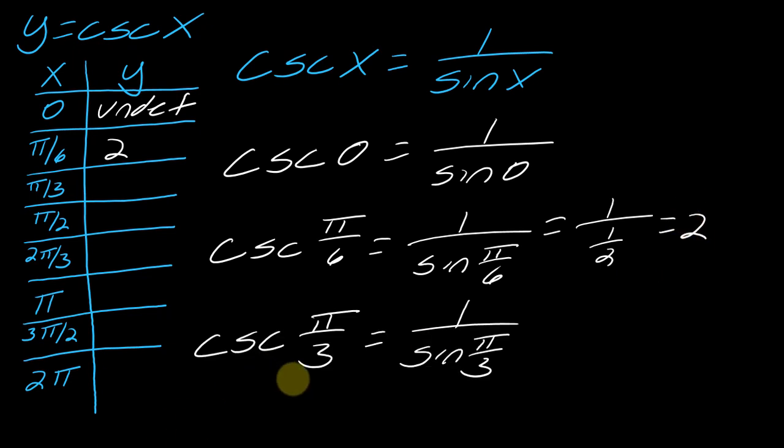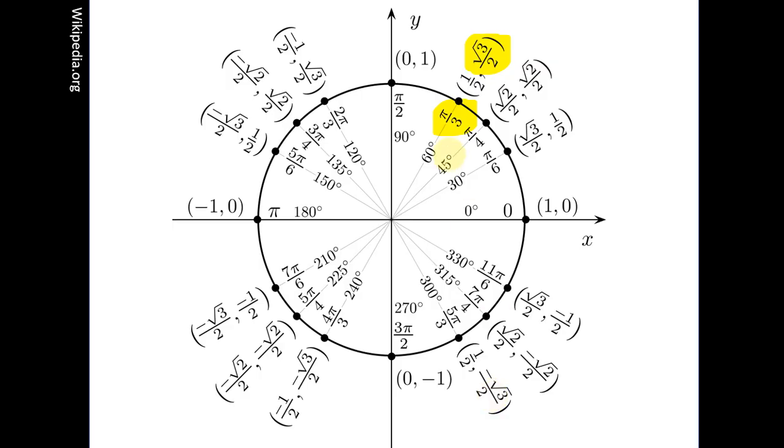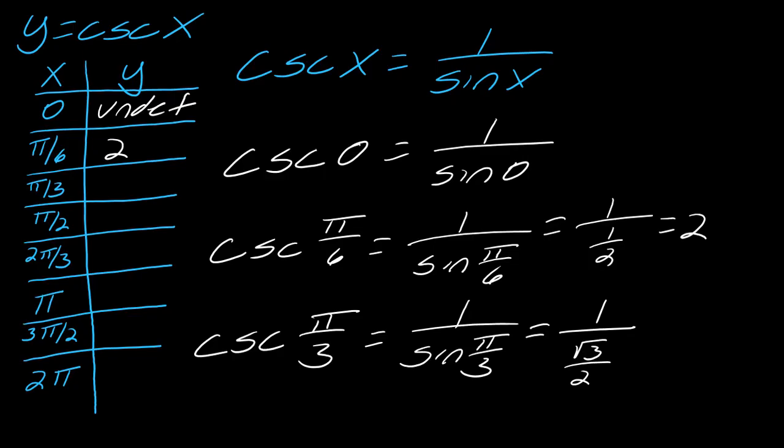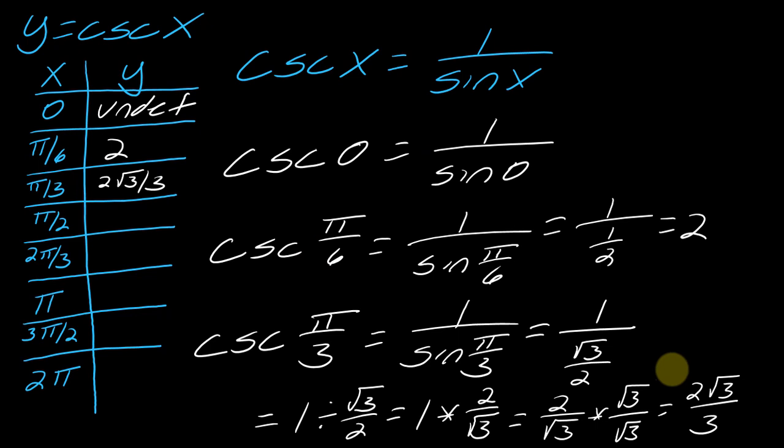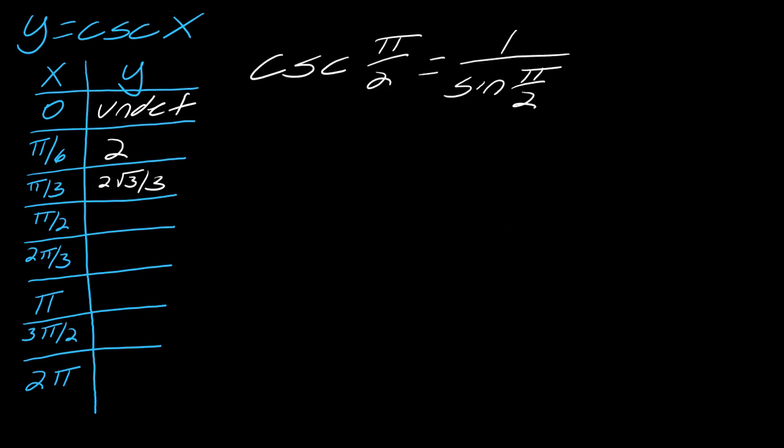If I did cosecant of pi over 3, that's 1 over sine of pi over 3. Just as a quick reminder, sine of pi over 3 equals square root of 3 over 2. And then I could do all the work there to figure that out, and I would ultimately get 2 square root of 3 over 3 as I'm working this out. So again, you can see these kind of crazy looking points. And I can continue on.